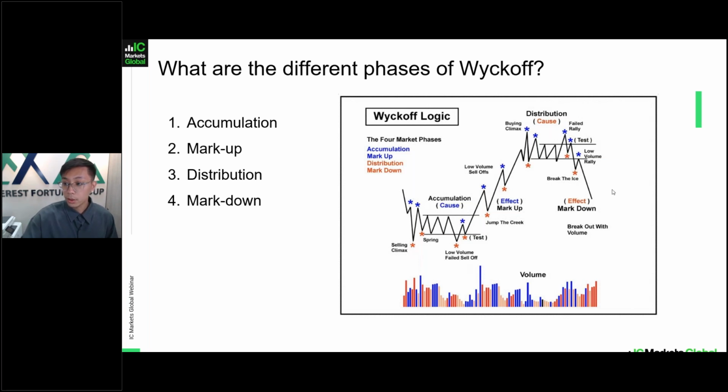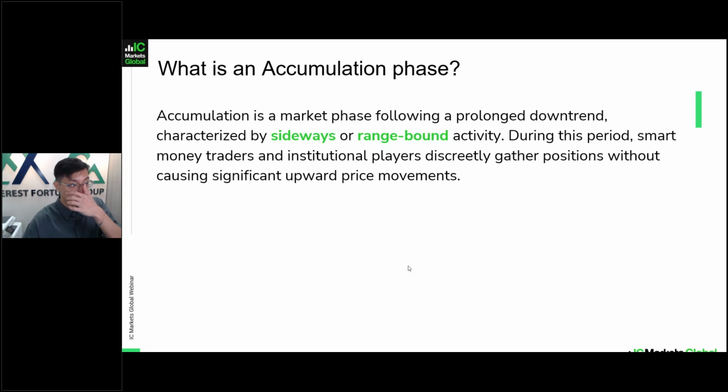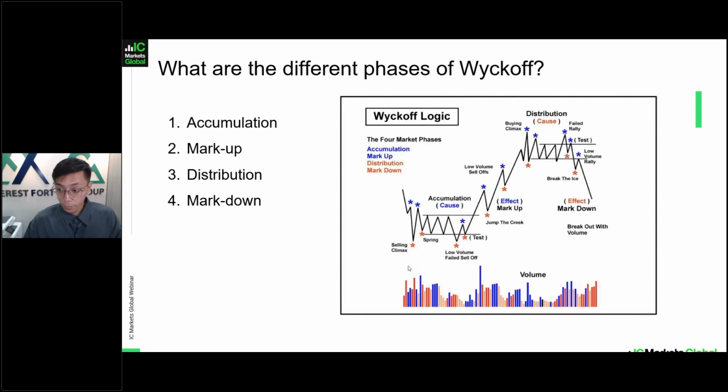Within this, let's say accumulation is the cause, and then the effect is markup, correct? In the cause for accumulation, we have four main labels, which are selling climax, that is your very first label. Second will be spring. Third will be low volume fade sell off, and fourth will be your test. Usually people will enter on the test, and then your stop loss goes below this low right here.